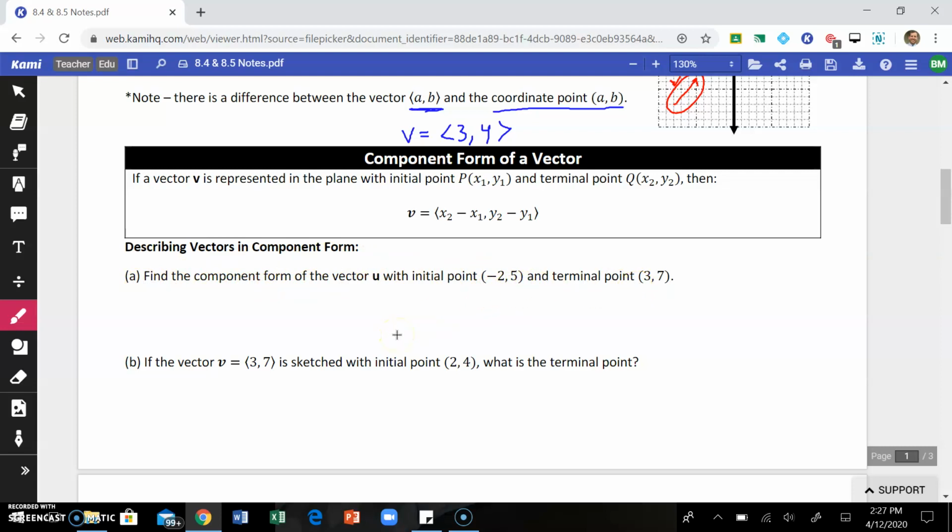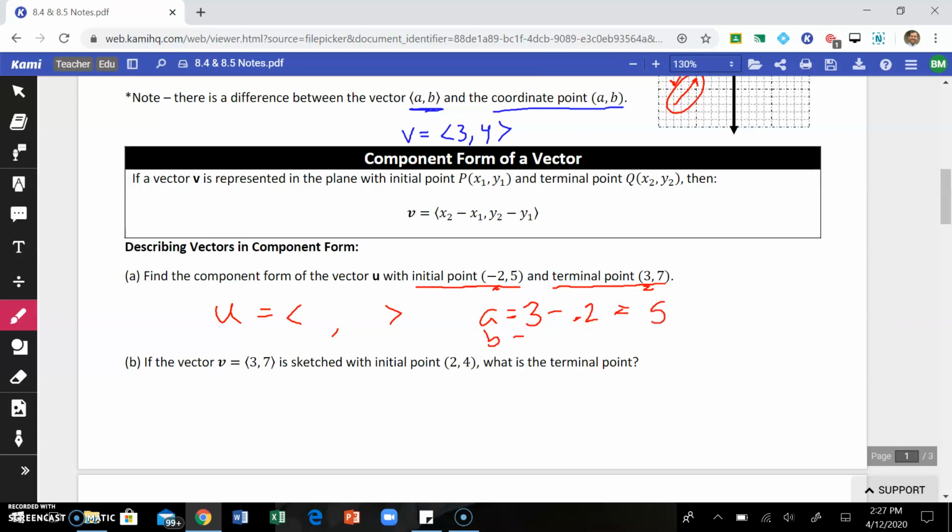So in this case, I've got a vector u. It is starting at the point -2, 5, and it is ending at the point 3, 7. The question is, what is the component form of this vector? And the way that we figure that out is we just figure out how far horizontally the vector traveled and how far vertically. So horizontally, it ended at a point of 3 horizontally, and it started at a point of -2. So if I subtract 3 minus -2, this would be A, this gives me a horizontal component of 5.